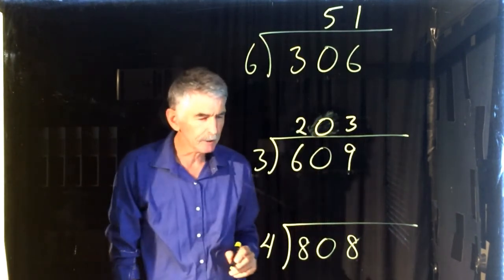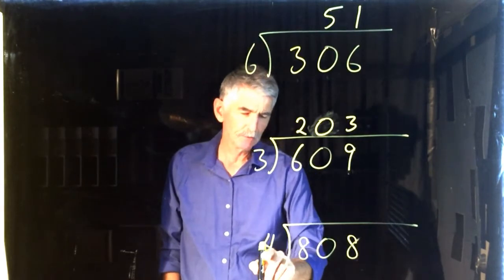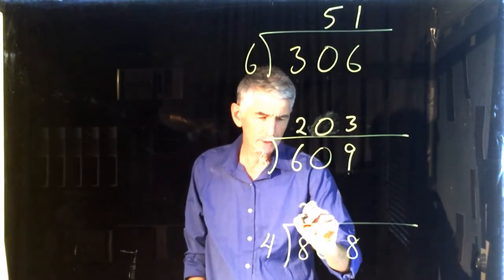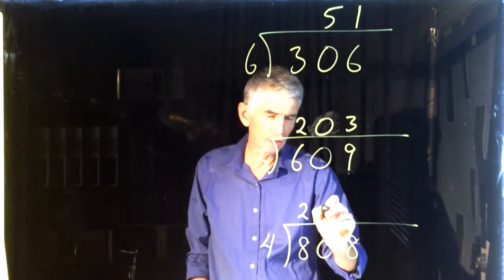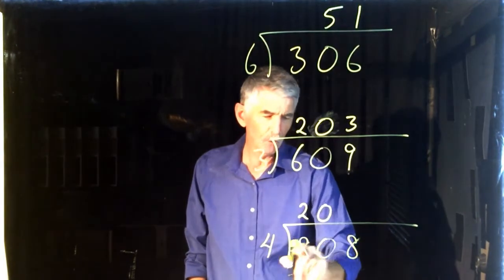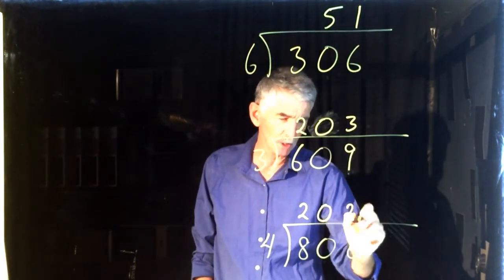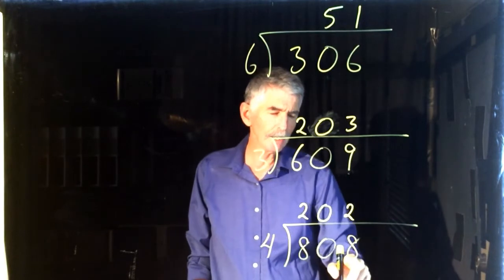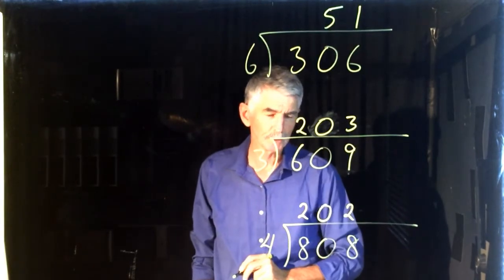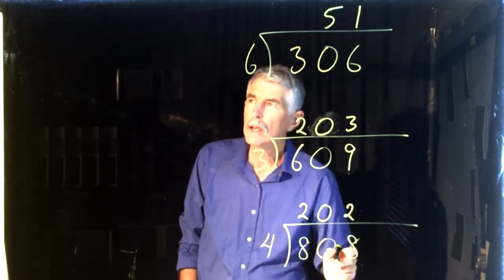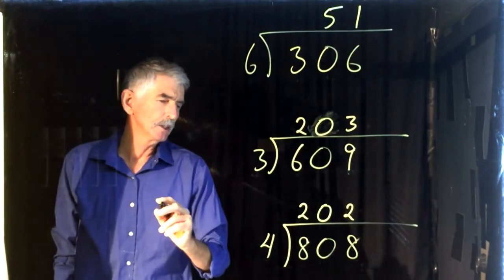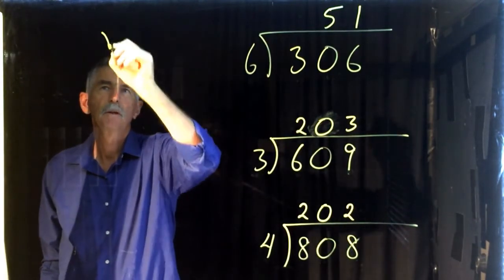And now that we're back, let's see if you got this. 4 goes into 8, it goes twice. 4 goes into 0, I put down the 0. 4 goes into 8, and the answer is twice. So 4 goes into 808 202 times. Alright, how about you have a go at doing this one on your own?